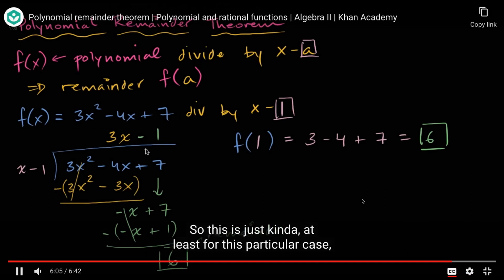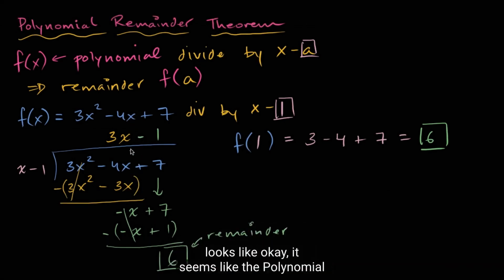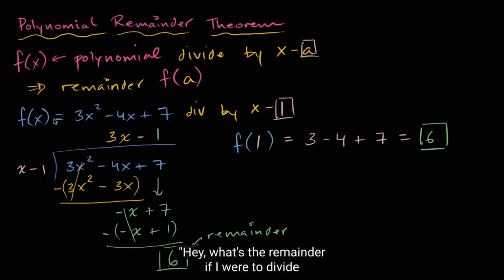I don't know. So this is just, at least for this particular case, we're saying, okay, it seems like the polynomial remainder theorem worked, but the utility of it is if someone said, hey, what's the remainder if I were to divide 3x squared minus 4x plus 7 by x minus 1?